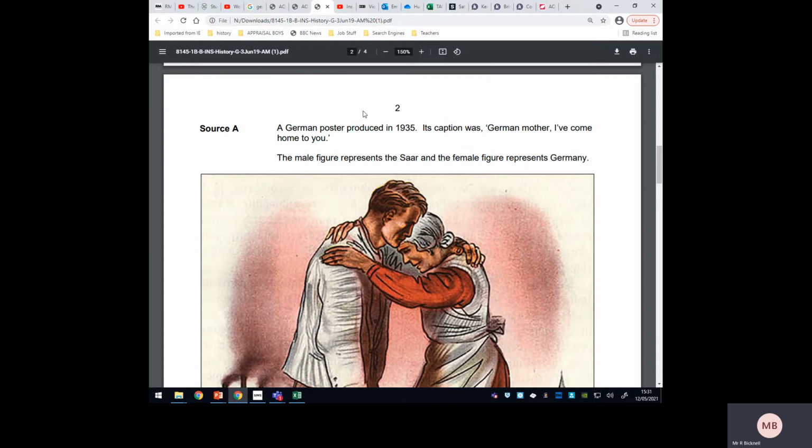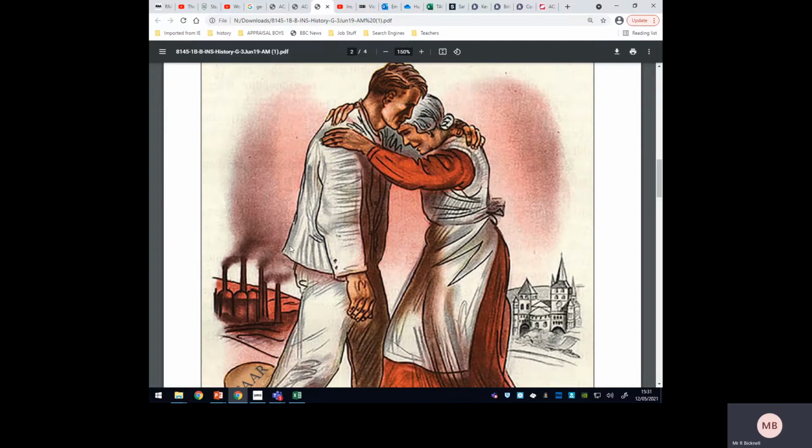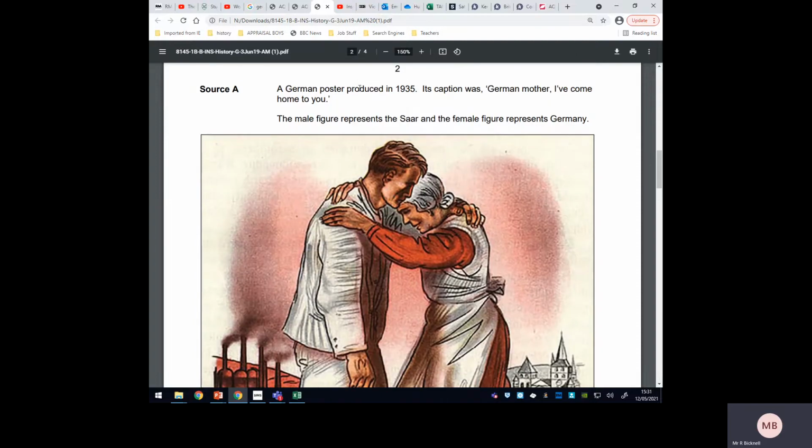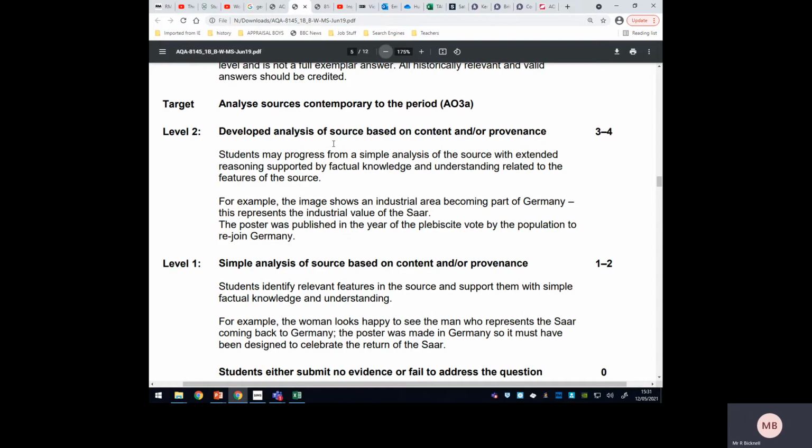Okay, so for example, let's choose a different one and say that source A is critical of the Versailles Treaty. How do you know? Well, you can write about what the source is showing you, and maybe you might be able to comment on the provenance up at the top. You might not be able to, okay? It doesn't matter. If you look at the mark scheme, it says developed analysis of source based on content and/or provenance. So it doesn't have to be both. So keep that in mind when you're answering it.